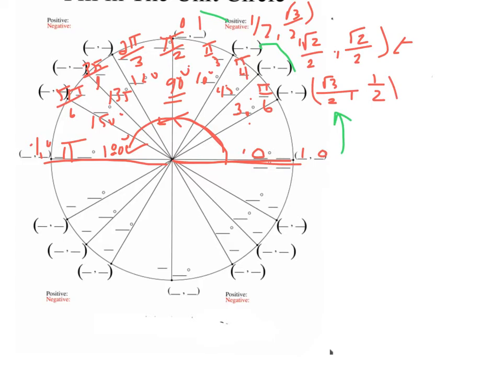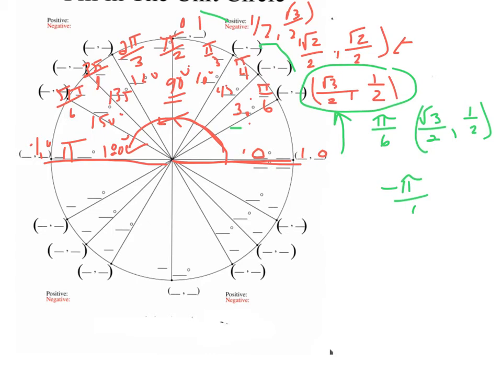So if I asked you for the t value for pi over 6, which is 30 degrees, my t value is the point for positive pi over 6. So I would say, oh, t is root 3 over 2 for x and 1/2 for y. Now, if I asked you what negative pi over 6 was, what's the t value for that? Okay, we're going to go backwards. So pi over 6.